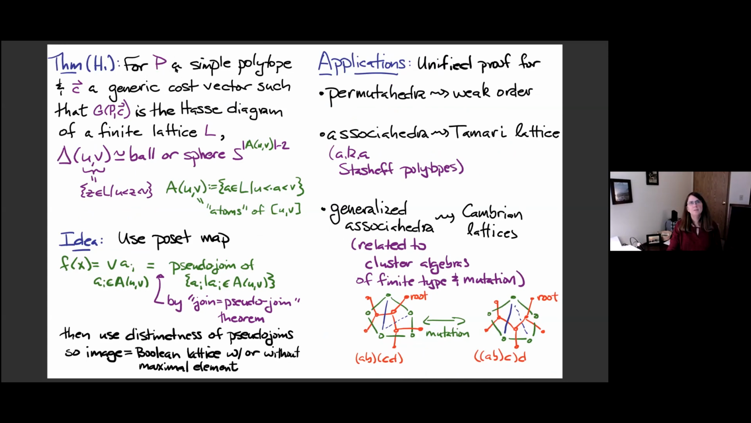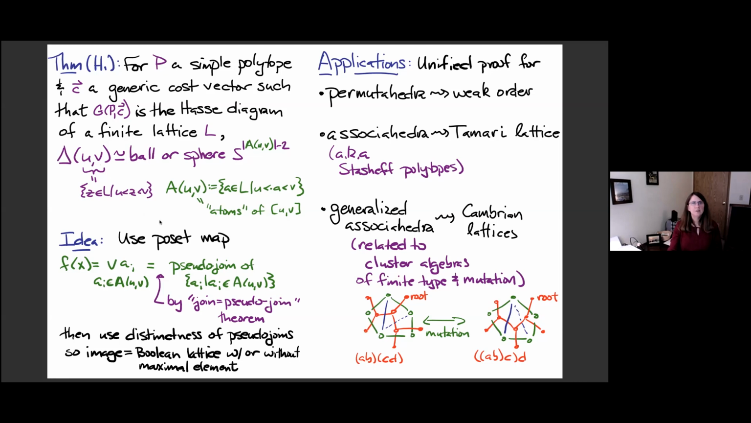So let's suppose P is a simple polytope and C is a generic cost vector where our directed graph is the Hasse diagram of a lattice. Then the order complex of every open interval in this lattice is going to be homotopy equivalent to either a ball or a sphere. That implies, for instance, that its Mobius function is always 0, +1, or -1.